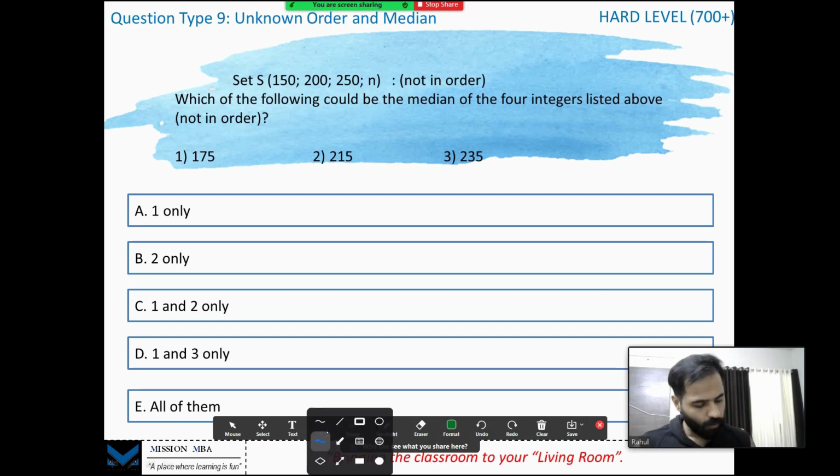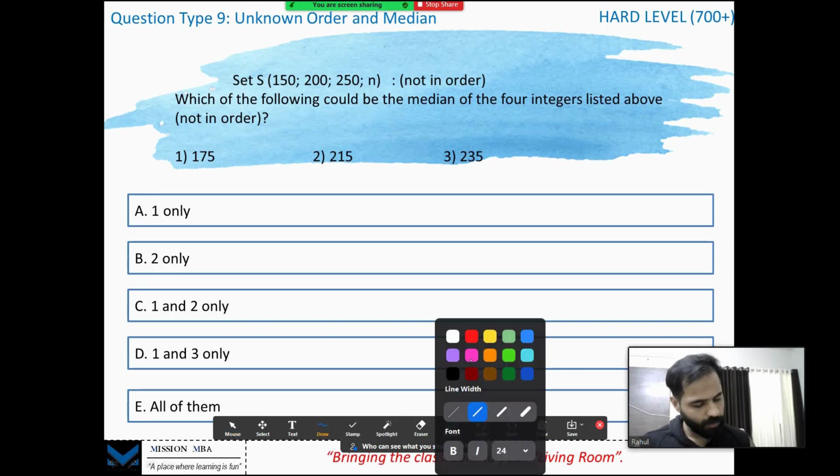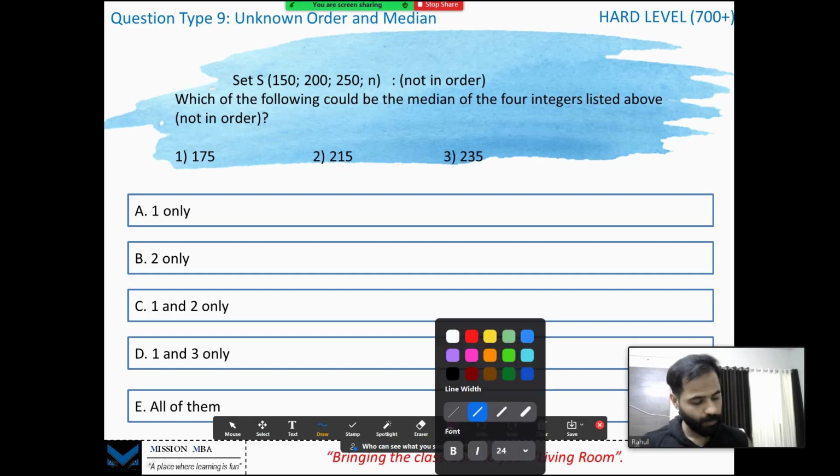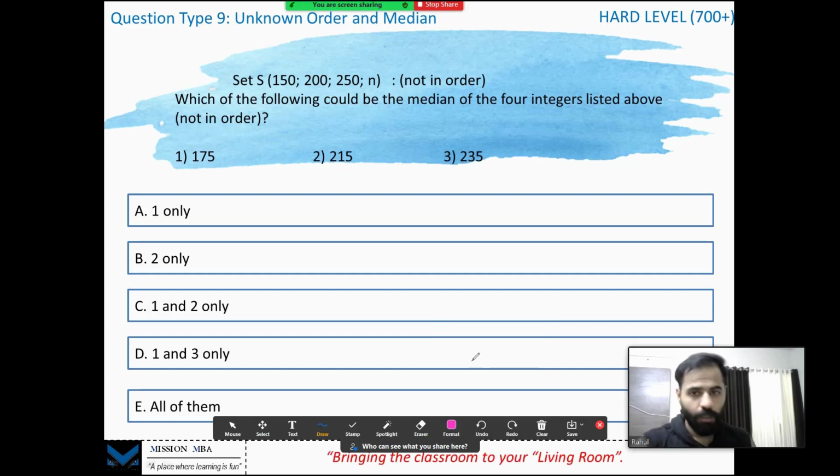Let's try one more. This is also a good question. I want you to pause it and see it on your own. So set S, it carries 150, 200, 250 and n. Not in this order. Now be careful, the order is not given. Do not assume this to be an increasing order. Not an order specifically mentioned. Which of the following could be the median of the 4 integers listed below? Again, a good question.